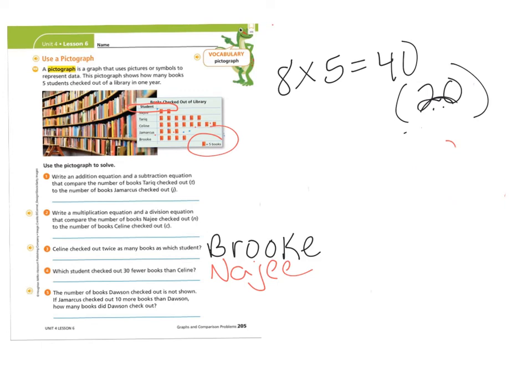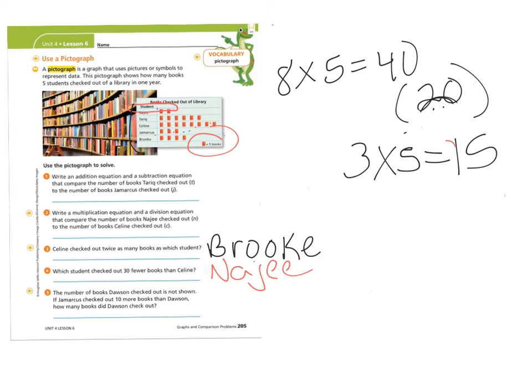Number 5. The number of books Dawson checked out is not shown. Yeah, we don't see Dawson's name up here. If Jamarcus checked out 10 more books than Dawson, how many books did Dawson check out? So how many books did Jamarcus check out? Let's see. 1, 2, 3 times 5 equals 15. So Jamarcus checked out 15.